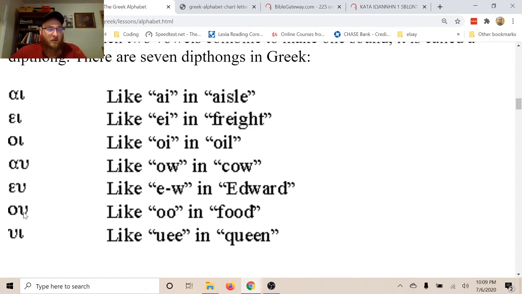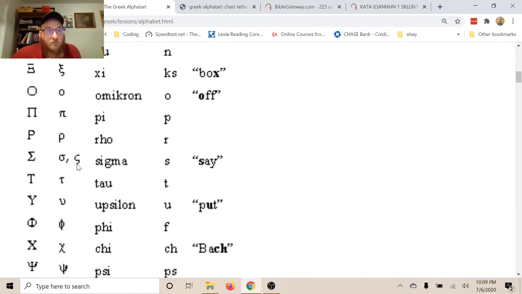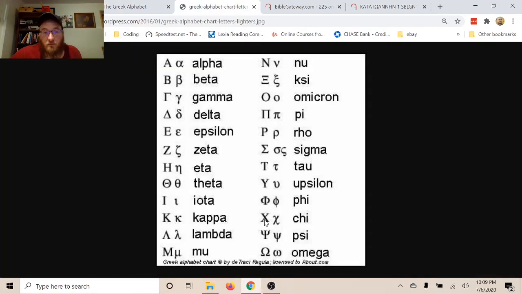Okay, omicron and upsilon make an oo as in food or soup, right? Soup. And then, let's see here. This would be the upsilon and the iota. Am I saying that right? Forgive me. Some of these look so similar though. Let's go back to this one. Right, so here's upsilon, and then you've got the nu.